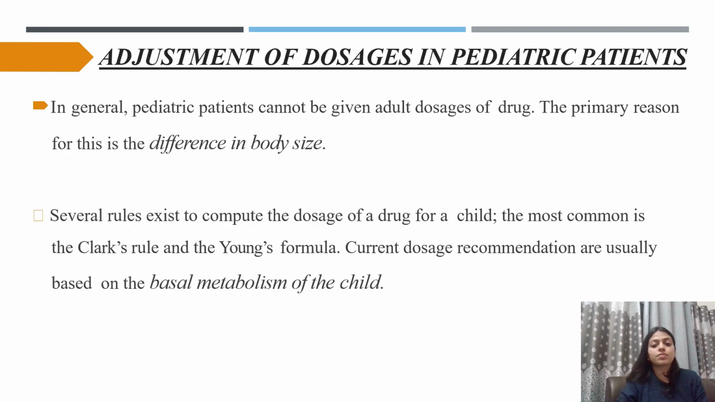Now, adjustment of dosages in pediatric patients. In general, pediatric patients cannot be given adult dosage, of course. The primary reason is the difference in body size. Several rules exist to calculate the dosage of a drug for a child. The most common are Clark's rule, Young's formula, and several others like Dilling's rule and Fried's formula. Current dosage recommendation usually is based on the basal metabolism of the child.